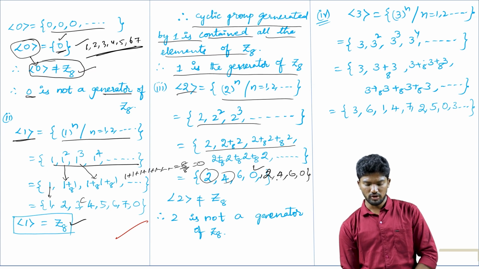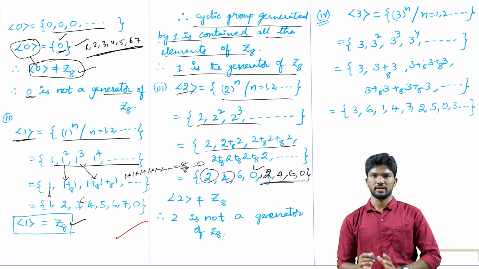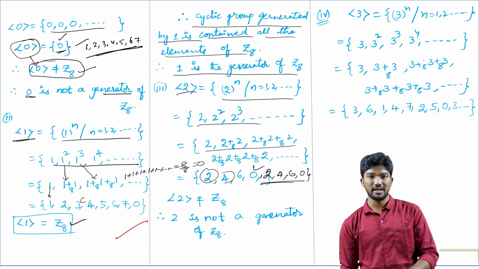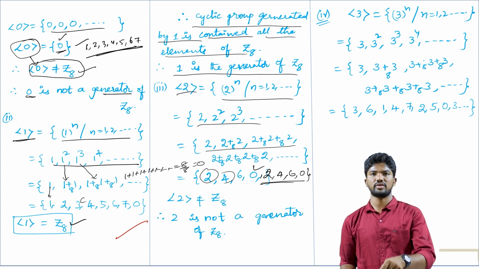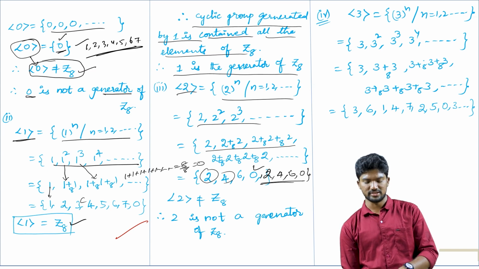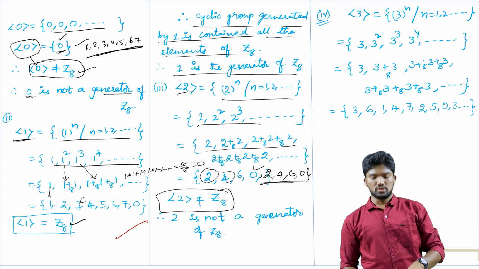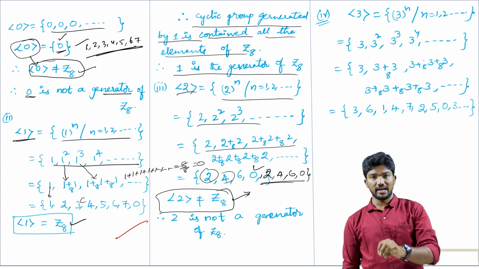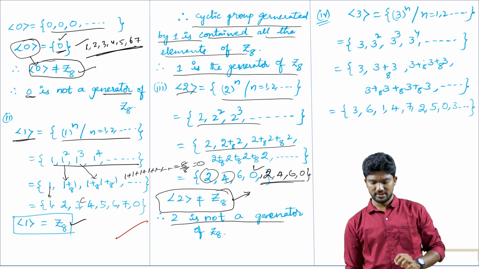If you observe carefully, we have only 4 elements, 2, 4, 6, 0. Those are the only 4 elements in the cyclic subgroup of 2. But what about the rest of the elements? There is no 1, 3, 7, 5. The rest of the elements are not there. So the cyclic subgroup of 2 is not equal to Z suffix 8 because some of the elements are missing in that set. So 2 is not a generator of Z suffix 8.